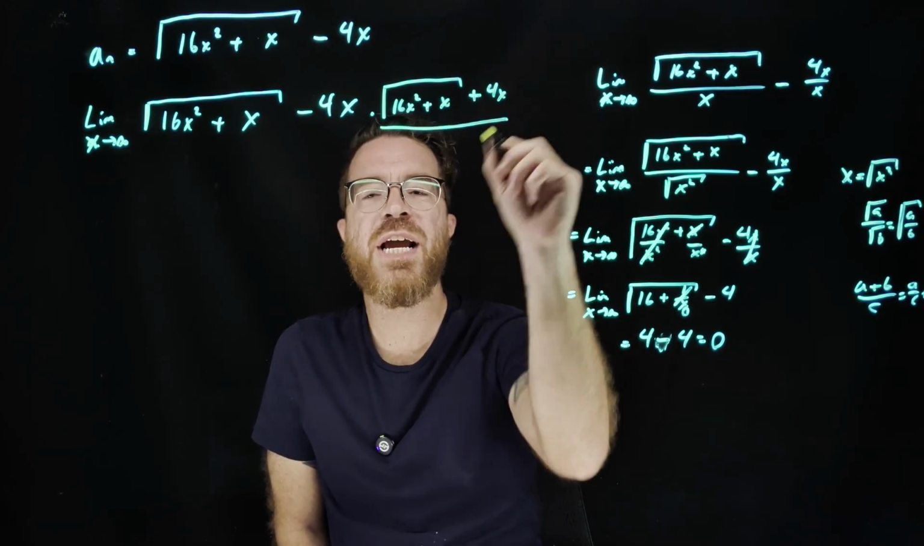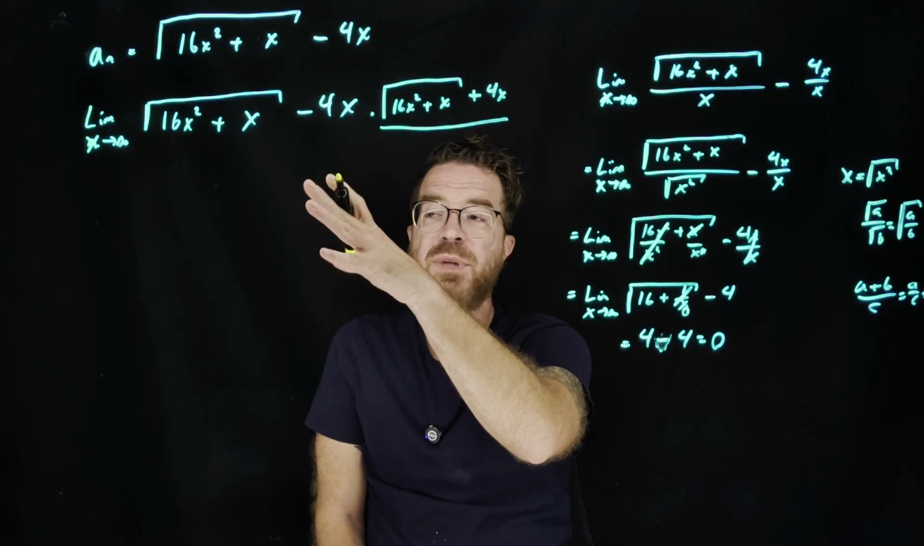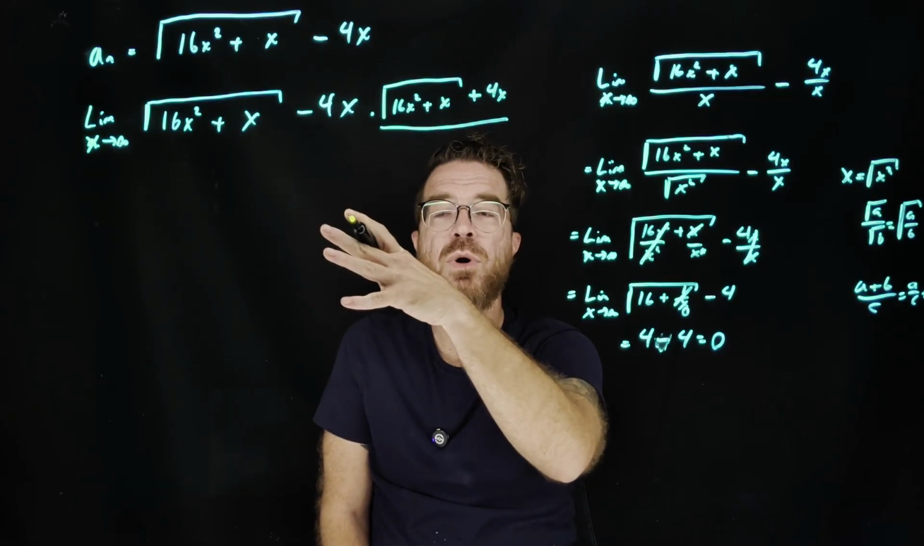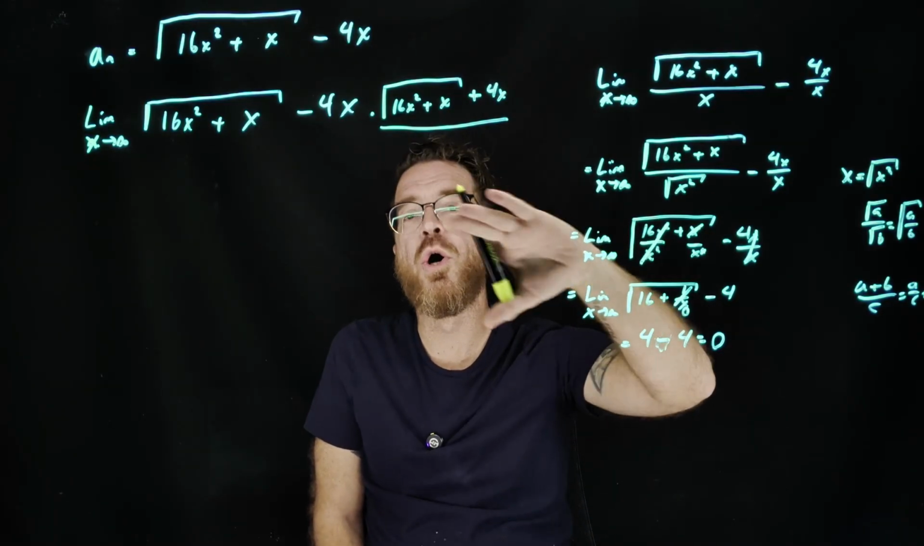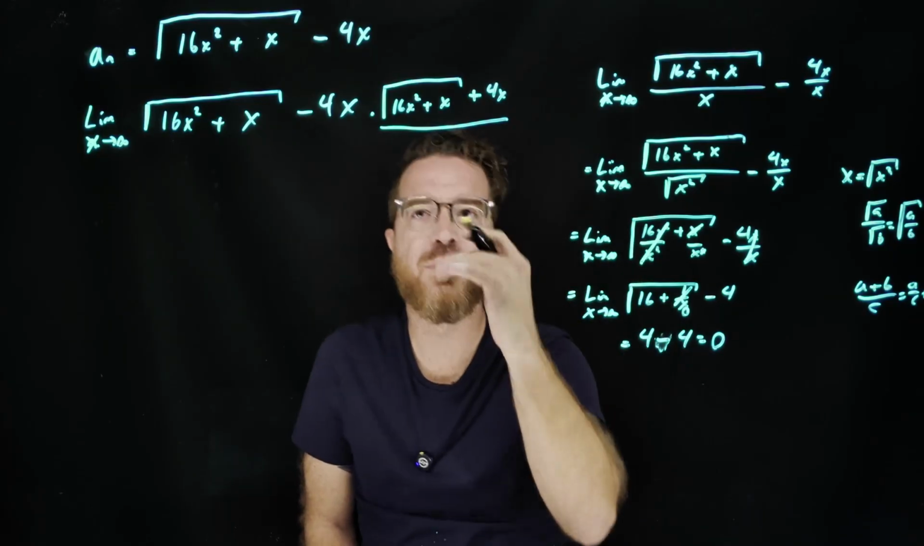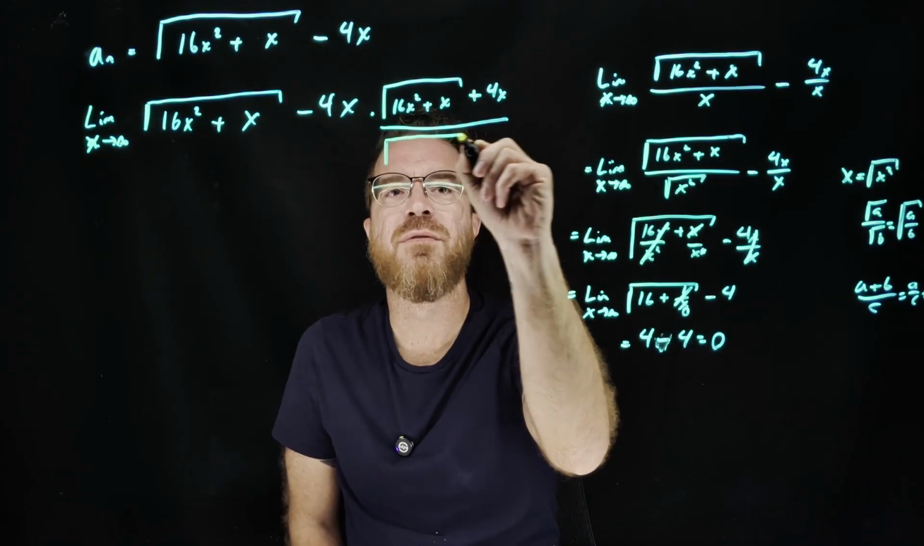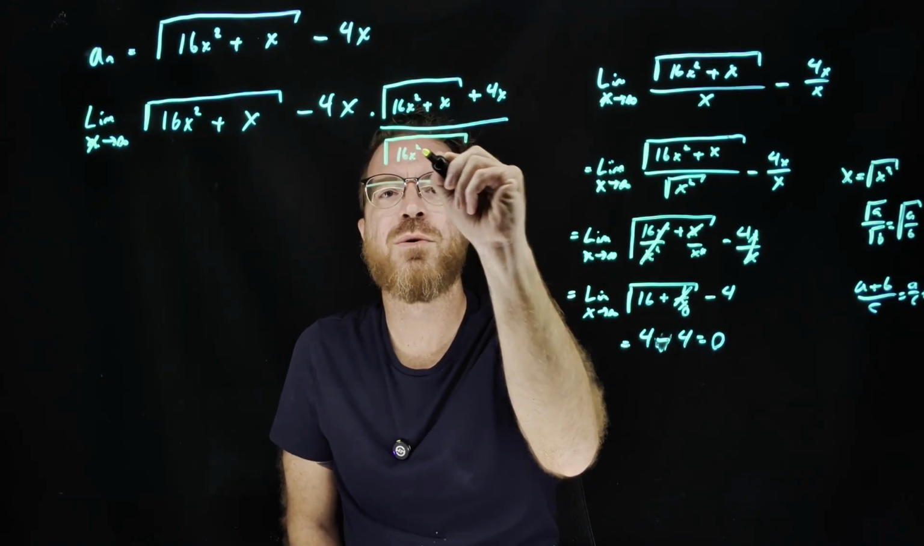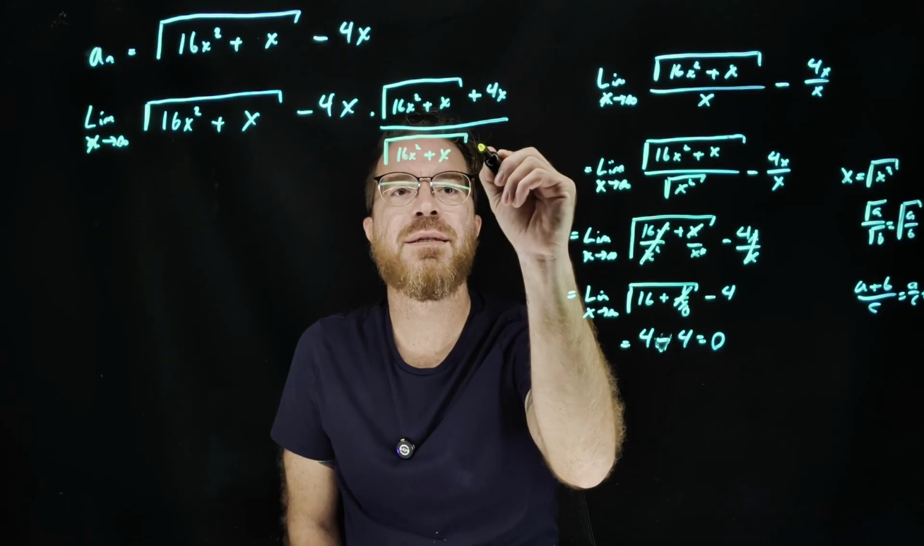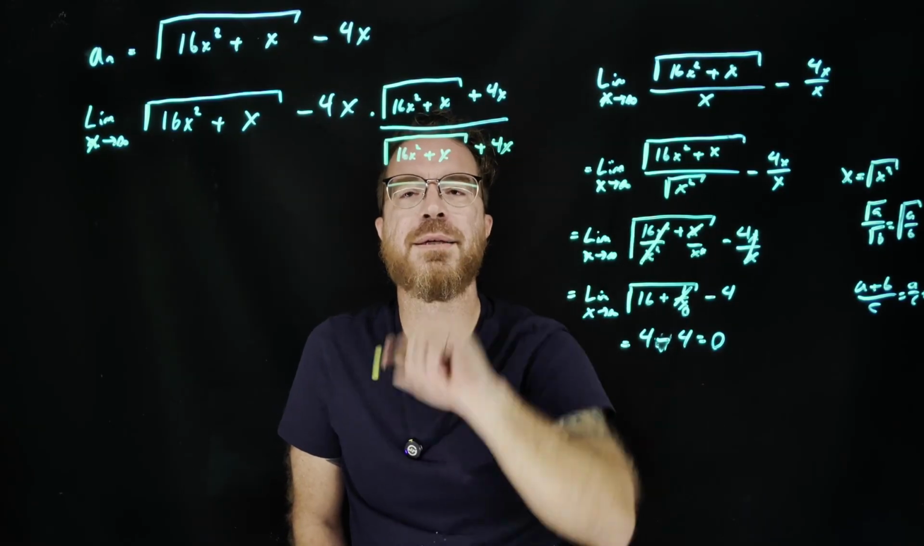But we can't just change what this formula is. So what we're going to do instead is multiply by the reciprocal over itself, because anything over itself is equal to 1. So this is going to be divided by the square root of 16x squared plus x plus 4x.